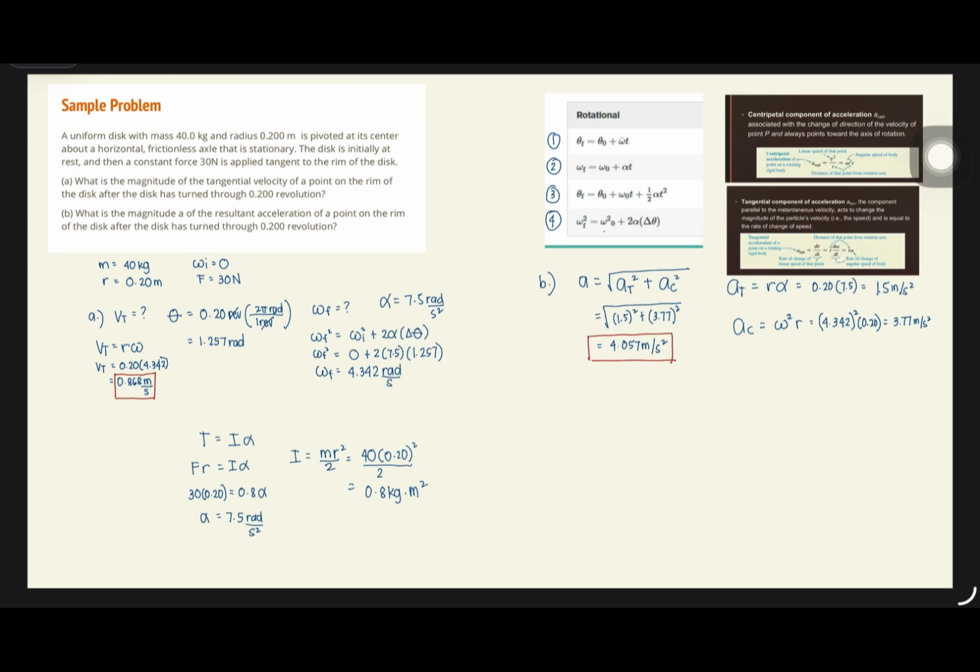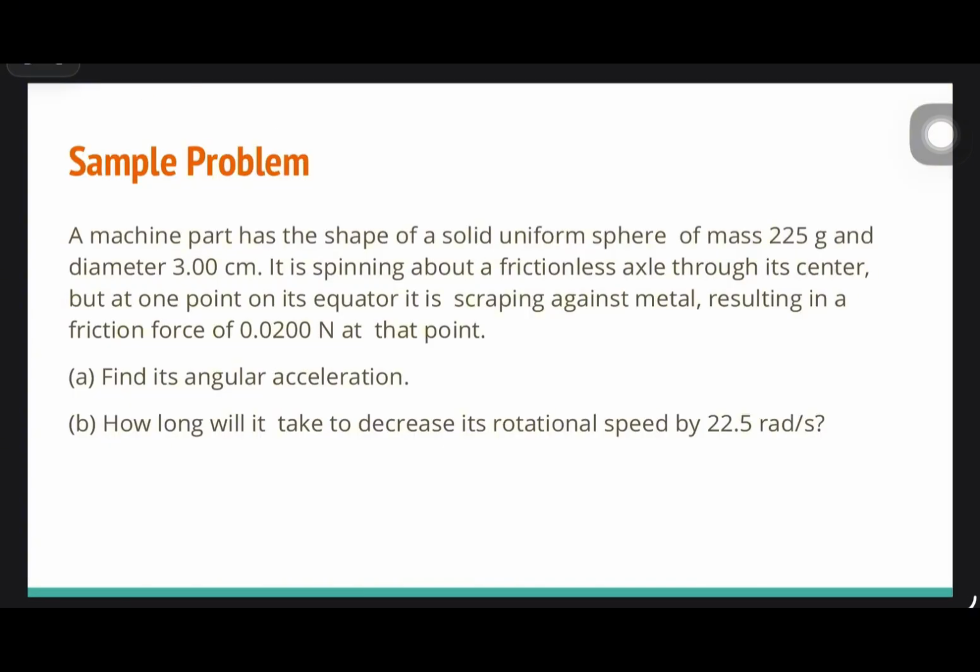Okay, our next problem. A machine part has the shape of a solid uniform sphere of mass 225 grams and diameter 3 centimeter. It is spinning about a frictionless axle through its center, but at one point on its equator it is scraping against metal, resulting in a friction force of 0.0200 Newton at that point. For letter A, find its angular acceleration. For part B, how long will it take to decrease its rotational speed by 22.5 rad per second?